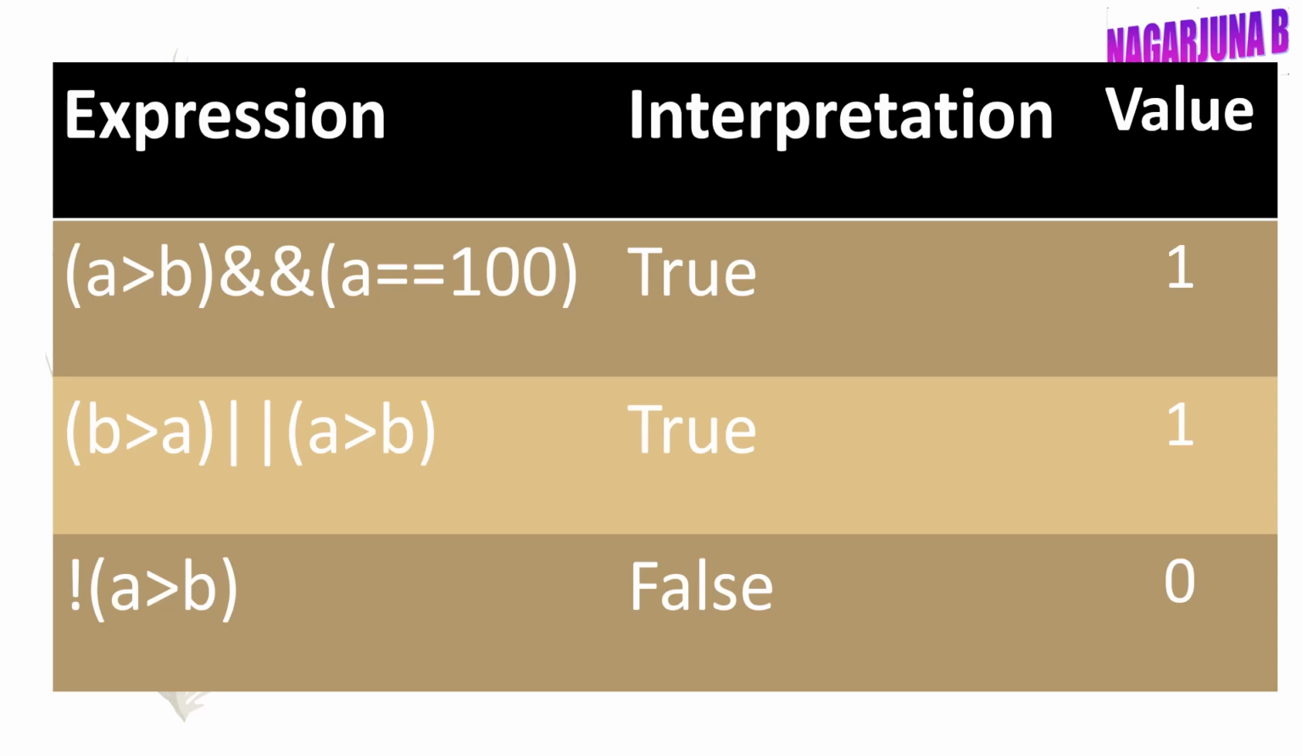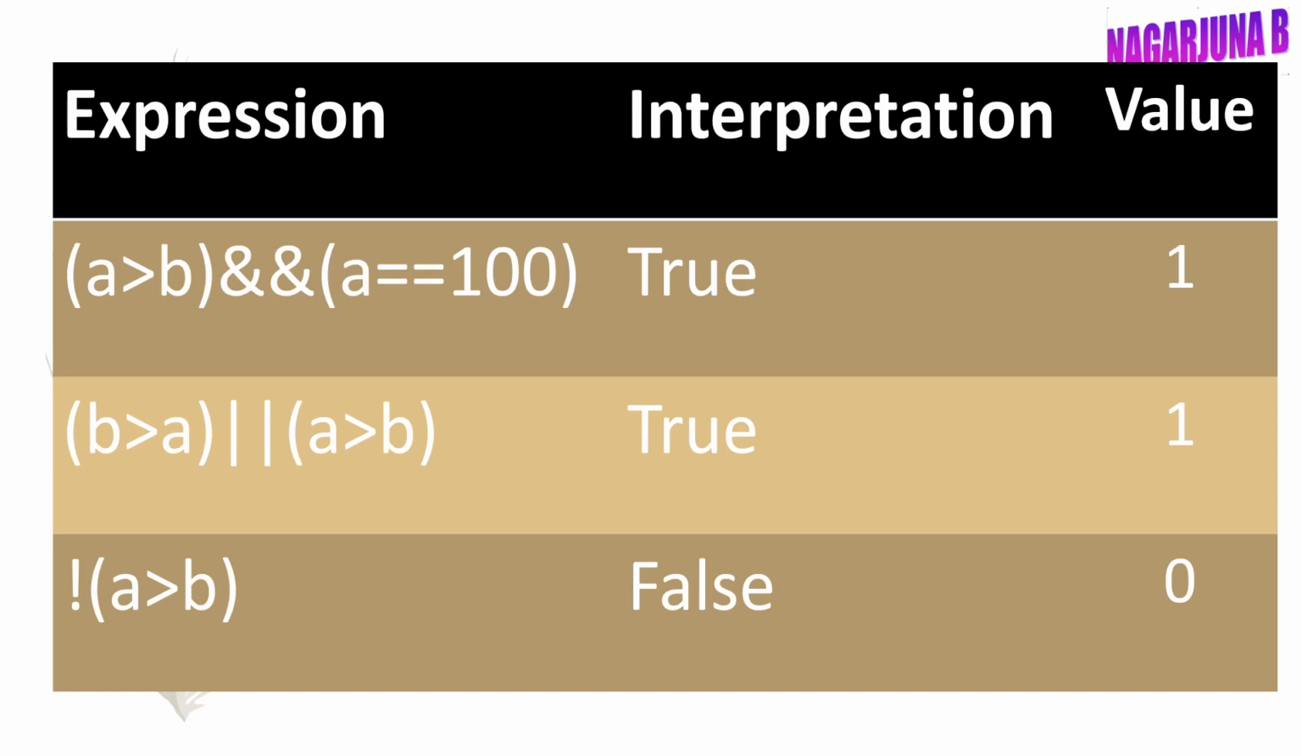Not of A greater than B. 100 is greater than 4, the condition is true. Since a negation operator has been applied, it will be interpreted as false, that is, it will give the result as false. Therefore the value will be equal to 0.